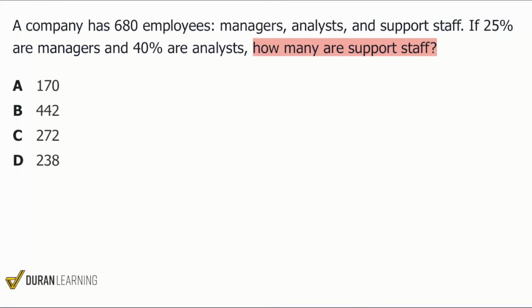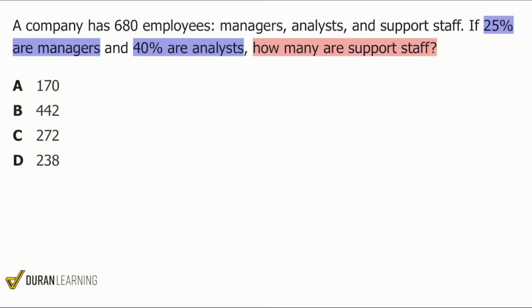All right, cool. What's the problem though, everybody? If we're looking for support staff, when we look at what's given to us, what do we notice is slightly problematic? What do we see this 25% and 40% are tied to? What is the big problem here? Yeah, if you're saying that the problem is that you're looking for support staff, but they don't give you the percentage for support staff, then you are correct.